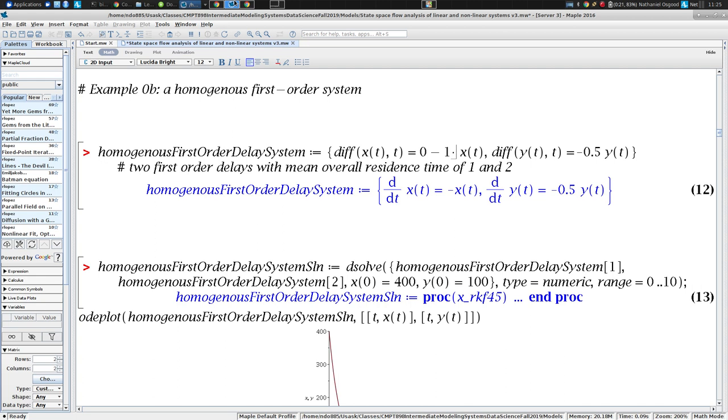F sub y of s, which is this guy, I'm just unpacking this again. This is what s is, to make it very clear. And here we go. That is equal to what? Tell me. What is f sub y? Minus 0.5 times y of t, right? And so that's what goes here. Do you see that? The derivative in terms of y is minus 0.5 times y of t. The derivative in terms of x is minus 1 times x of t.